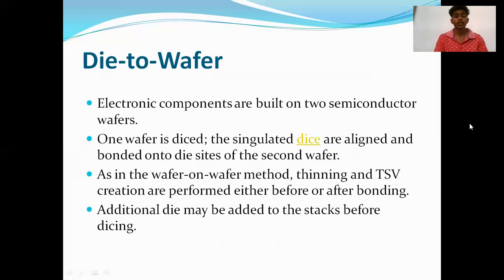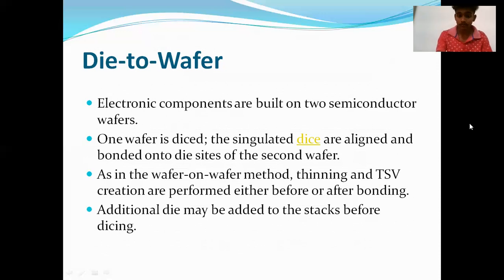Electronic components are built on two semiconductor wafers. One wafer is built for dies. The singulated dies are aligned and bonded onto die sites of the second wafer. As in the wafer on wafer method, thinning and TSV creation are performed either before or after bonding. Additional dies may be added to the stacks before dicing.